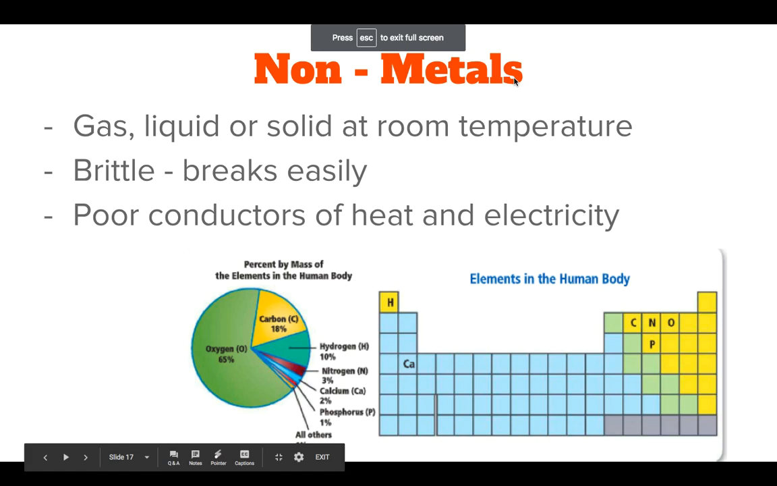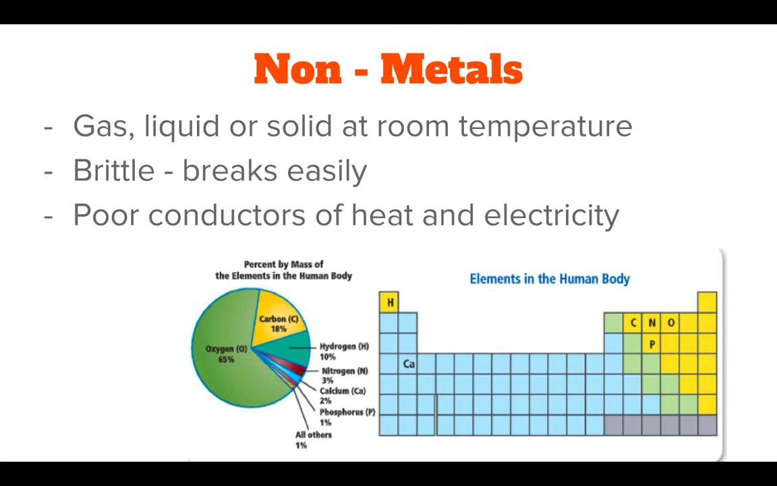Okay, we're picking back up where we left off. We're going to talk about nonmetals now. So we're going to talk about the right side of the periodic table. Nonmetals are really different than metals. A lot of nonmetals are gas, but they can also be liquid or solid at room temperature.